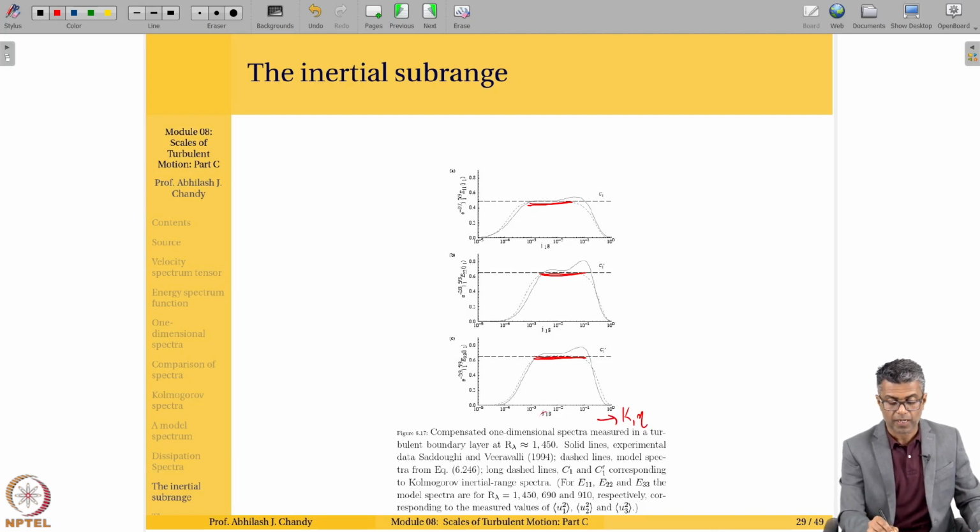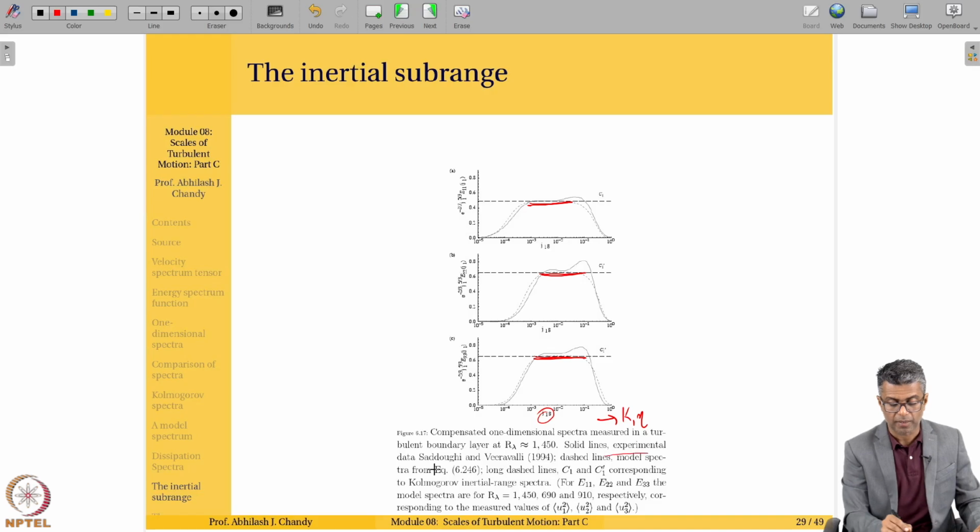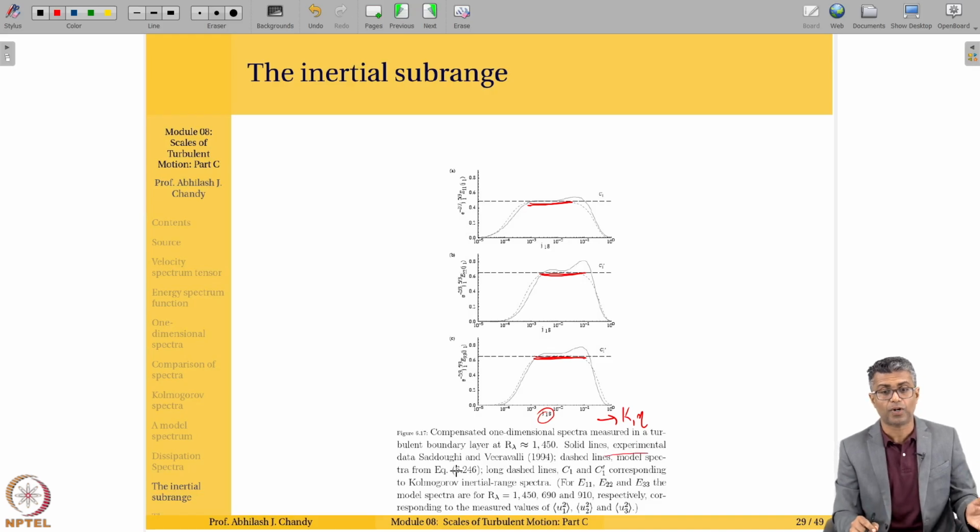The font is not very clear here, but it is kappa 1, eta, that is on the x-axis. The solid line is the experimental data, and this is from Saddoughi's 1994 data for boundary layer. The dashed line is the model spectra.